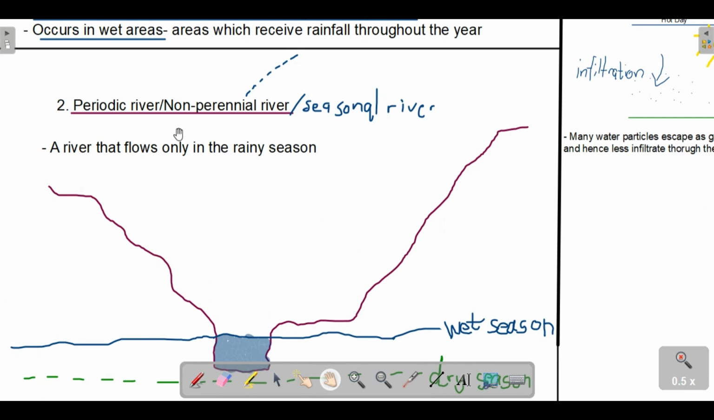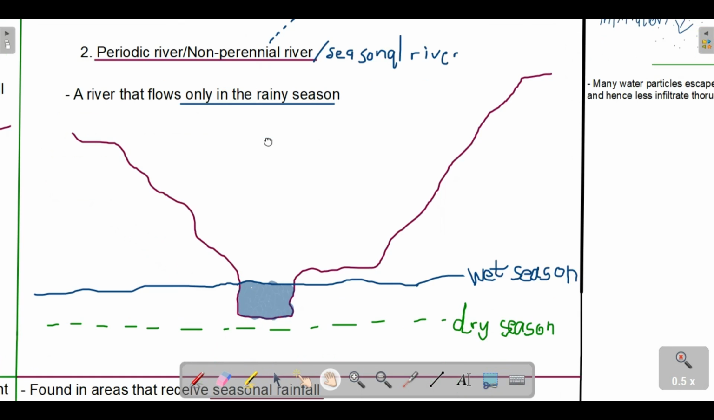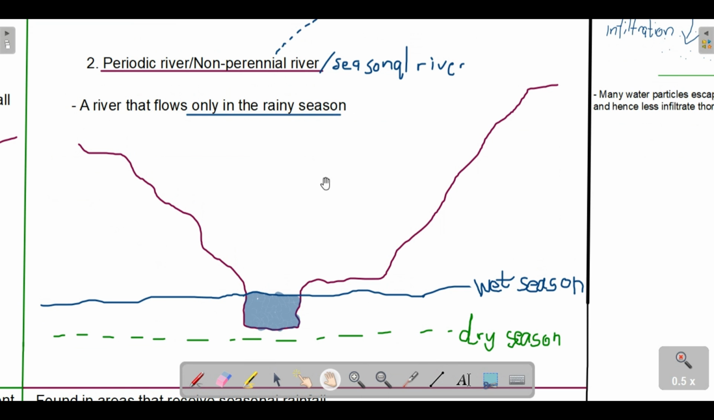So we're saying that a periodic river or seasonal river is a river that flows only in the rainy season. If the rainy season in that particular area is from June to July or from June to August, then that means that this river will only be filled with water during those months. And then during December, it will be dry, right? So that's what we mean. It has water flowing in it only during the rainy season.